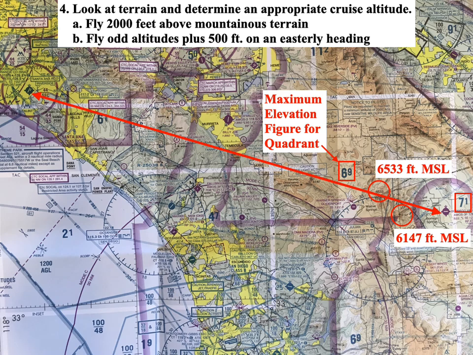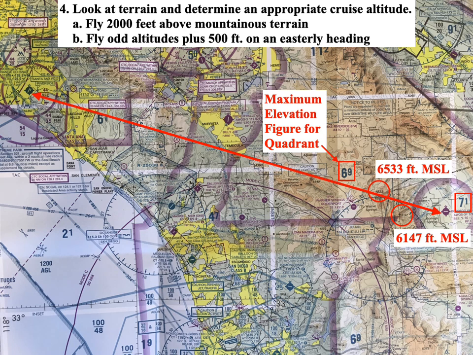We also need to determine an appropriate cruising altitude. We should fly at least 2,000 feet over mountainous terrain to avoid turbulence and downdrafts produced by wind as it blows over the mountain tops. The maximum elevation figure for the quadrant we will be flying through shows that the highest obstacle within the quadrant is 6,900 feet. Our course line also crosses a mountain peak that is 6,533 feet high.